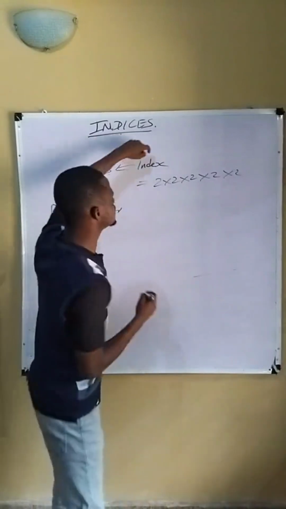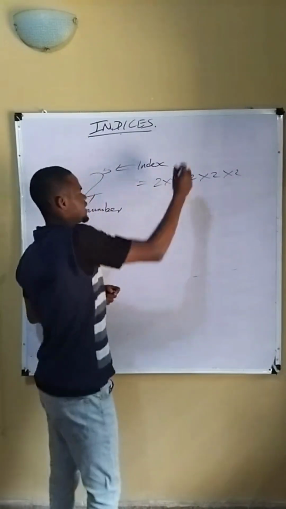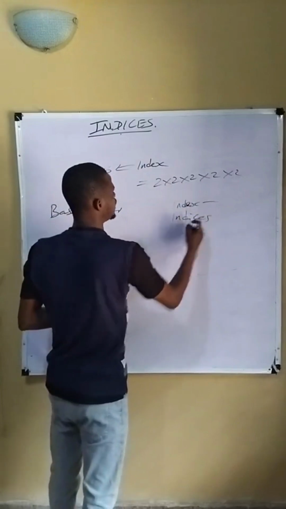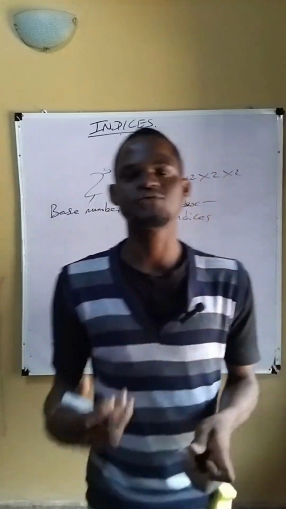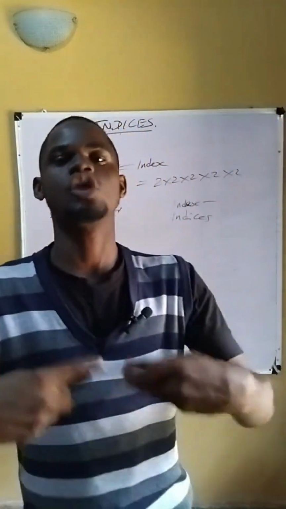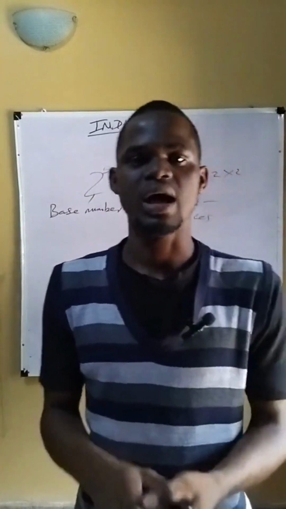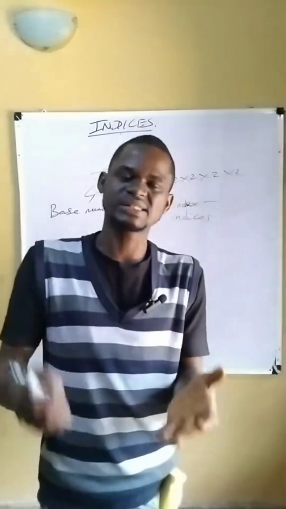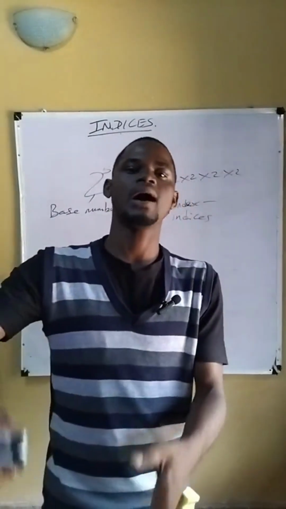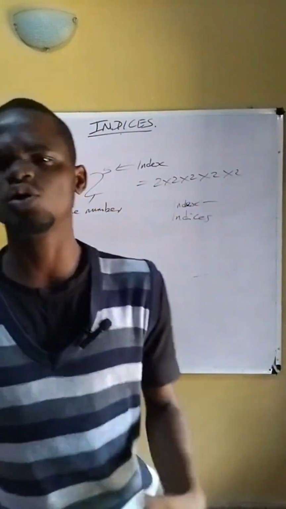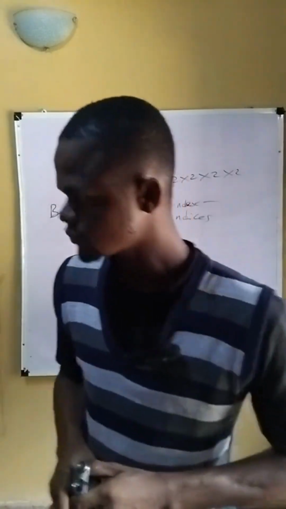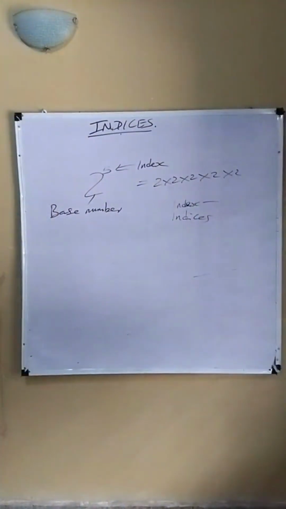There's a difference between indices and index. Index is singular, while indices is plural. If the powers are more than 1, you refer to them as indices. But if it is just 1, you refer to it as index. The indices of a number tell us how many times the base number has to be multiplied by itself. And there are laws of indices. Without knowing these laws, you will not be able to solve questions relating to indices. Let's quickly treat the laws of indices.